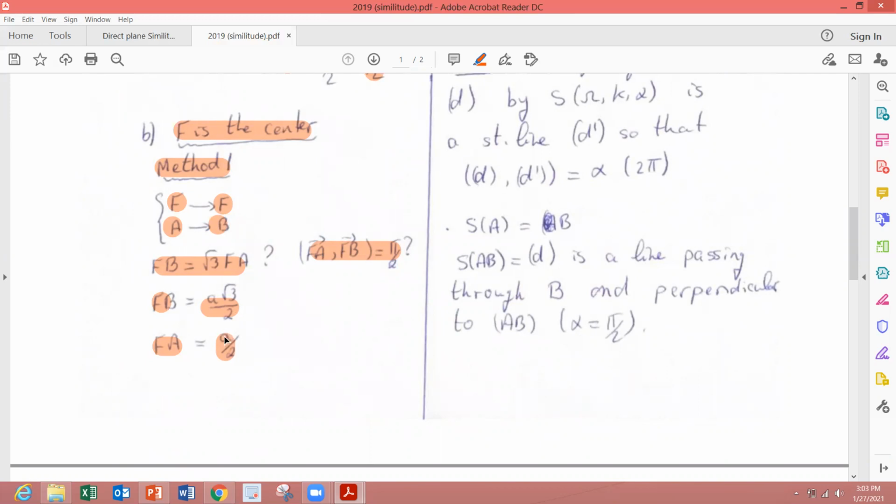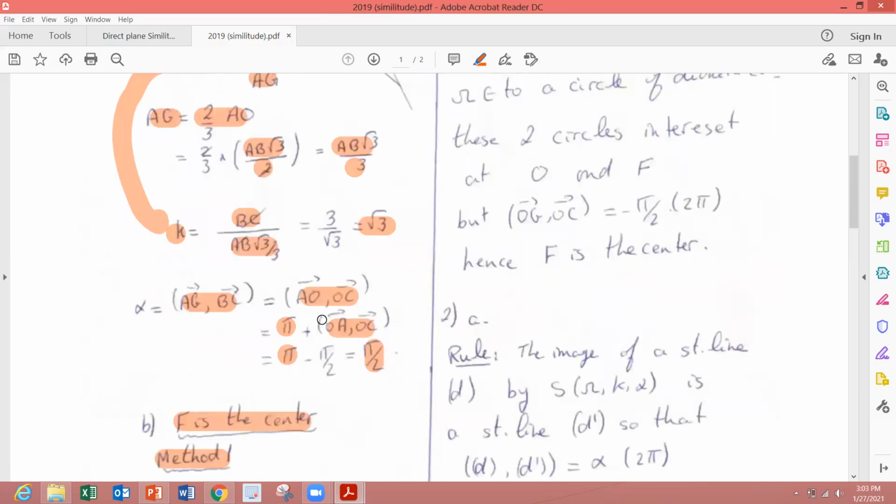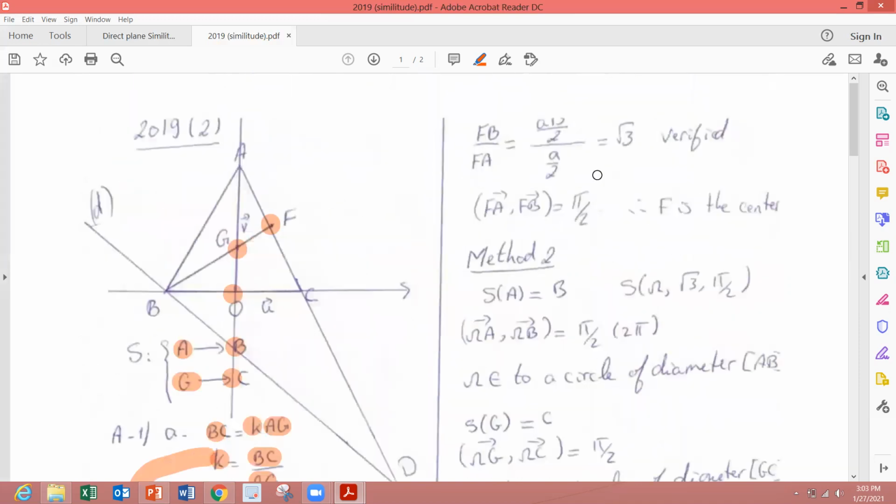Can you put AB or AC or BC instead of A, as you like. Now, how to prove that FB equals radical 3 FA? FB over FA equals A radical 3 over 2 over A over 2, which equals radical 3, which is verified. Then the ratio is radical 3.